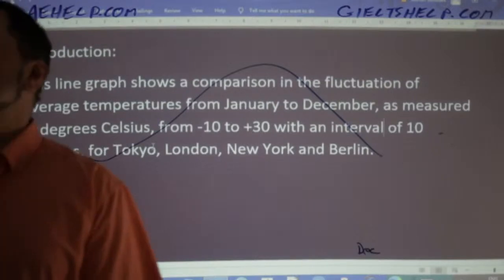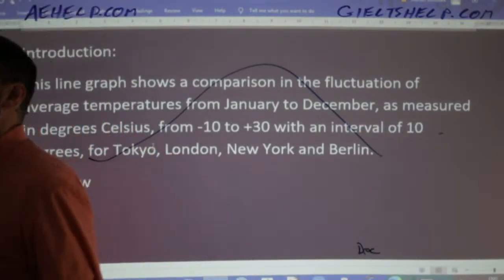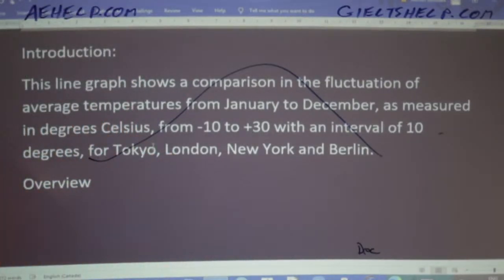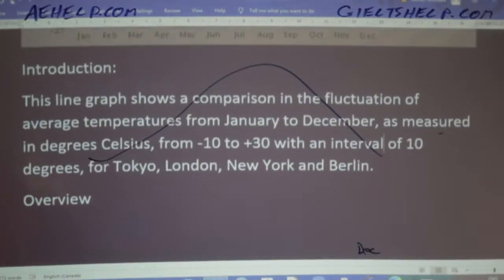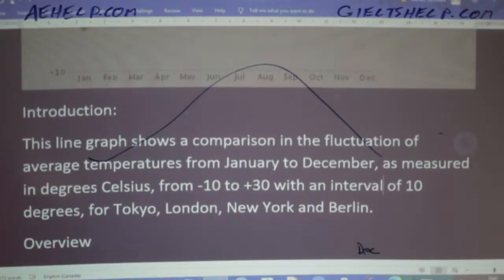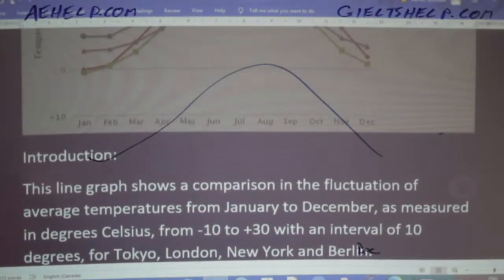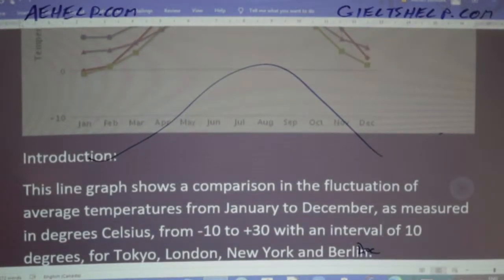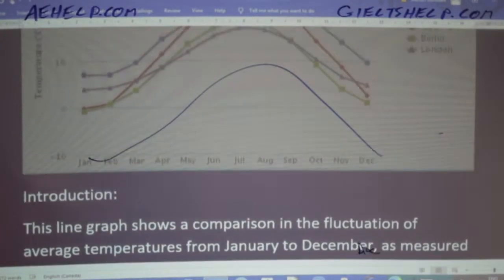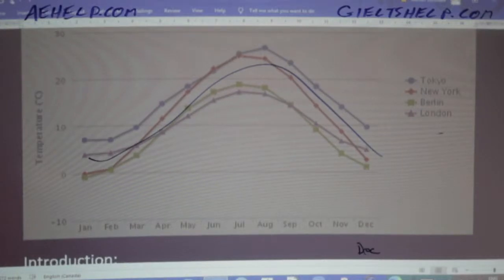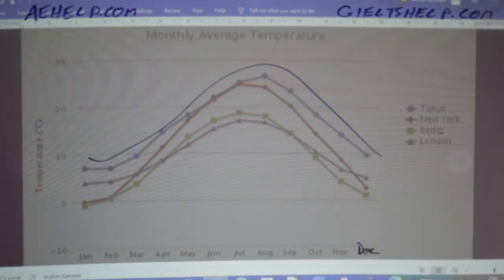Rashika writes, the line graph illustrates the average temperature alterations in four regions, Tokyo, London, New York, and Berlin in 12 months. Rashika, it's okay. Alterations and regions is a little bit awkward. So these are cities or metropolitan areas. Okay.